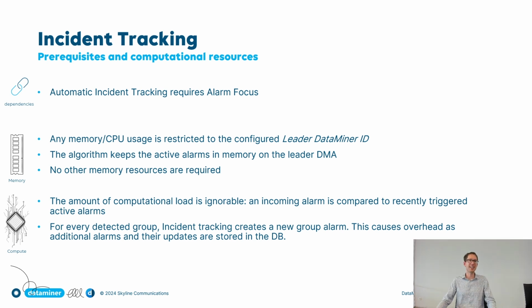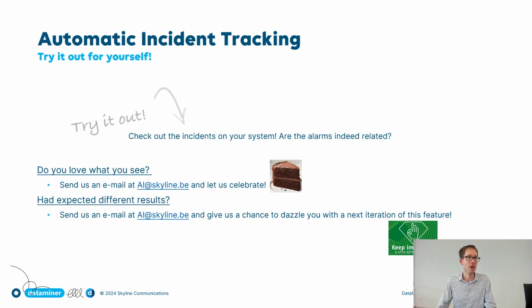All right, I think I can conclude here on this incident tracking subject. You can try it out for yourself. And this is actually true for all of our features, right? If you have a feature and you want to try it out and you have some feedback for us, well, hey, we love the feedback, right? There's one email address, ai@skyline.be, and there you can let us know. We love positive feedback and we love negative feedback as well, because this really gives us a way to improve ourselves. And we really want to know what you guys need in the field so that we can help you as best as we can.